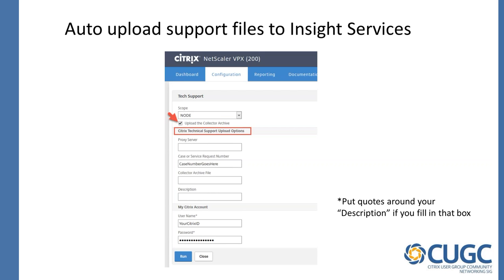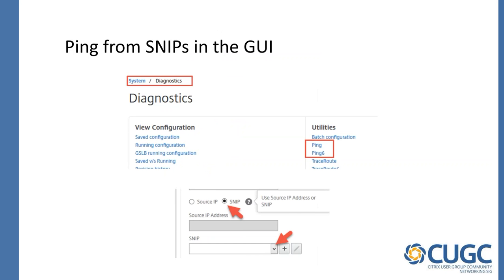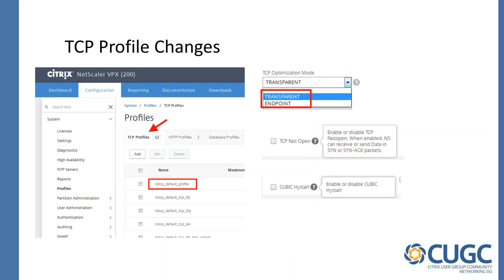So just remember to put it in quotes to get around that. Pinging from the GUI. In the past, it's been kind of difficult for us to be able to ping using the SNIP. Now, in the diagnostics window, you have the ping and ping6. You have the ability to actually choose a subnet IP in your dropdown. So any of the subnet IPs on your NetScaler, you can ping from that.